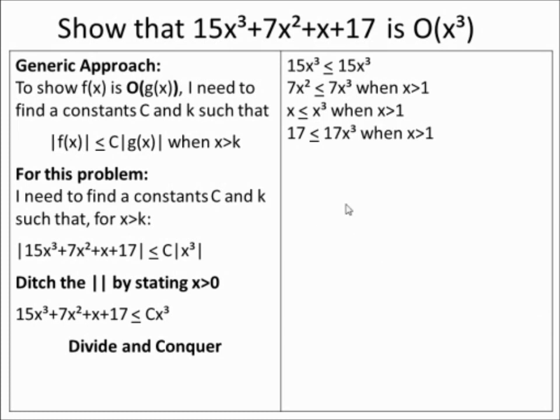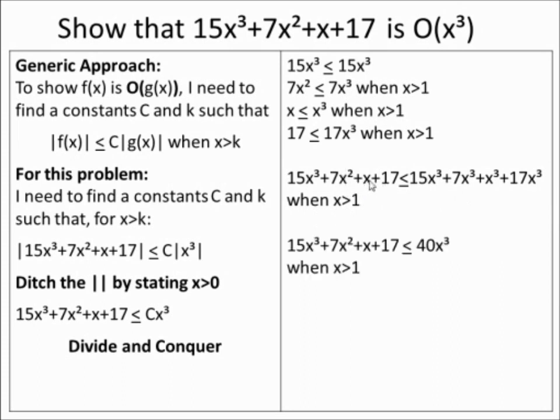So all I need is something that works. Okay, so individually, I've bounded each term of my function, right? I know I said that 15x cubed is less than or equal to 15x cubed. I said that 17x squared is less than or equal to 17x squared, again, whenever x is greater than 1. So I can replace each term by the bigger term.